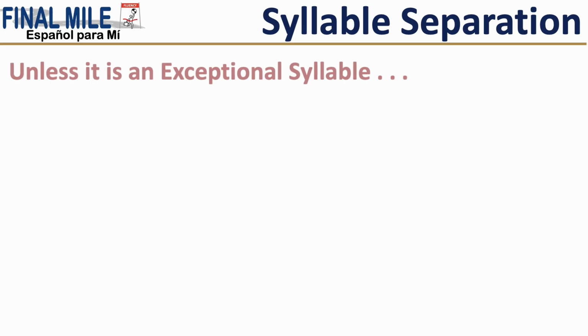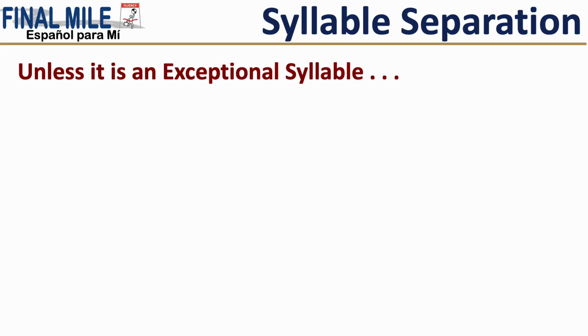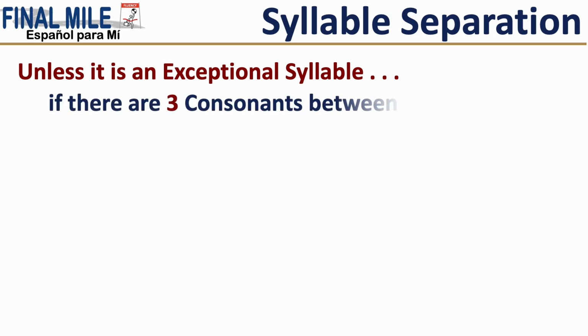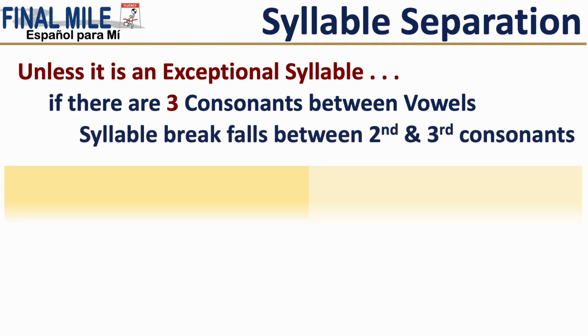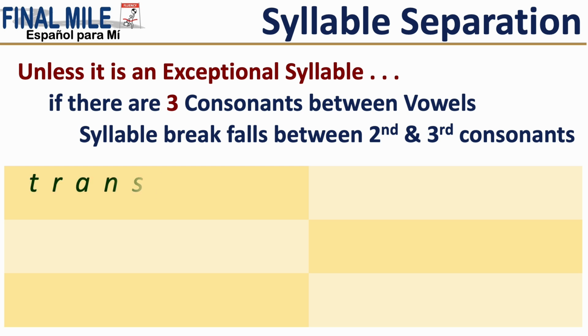Okay, the next rule, again, unless it is an exceptional syllable. When we have 3 consonants between vowels, the syllable break falls between the second and the third. Meaning we give 2 to the previous syllable and the third one is used to start the next one. Let's practice.